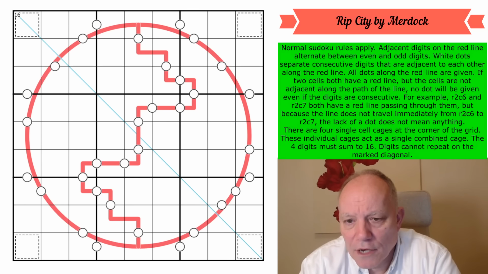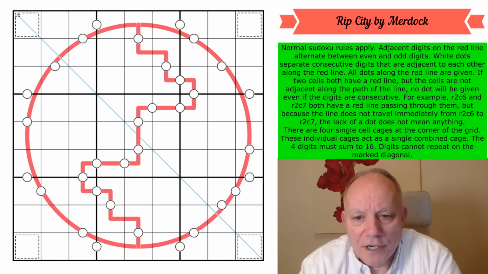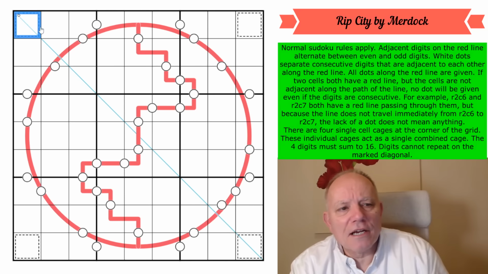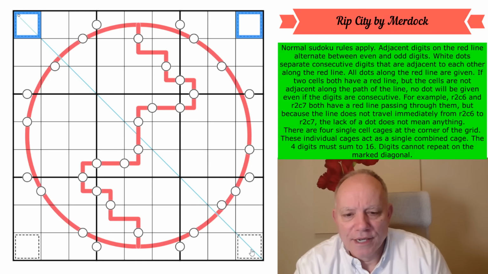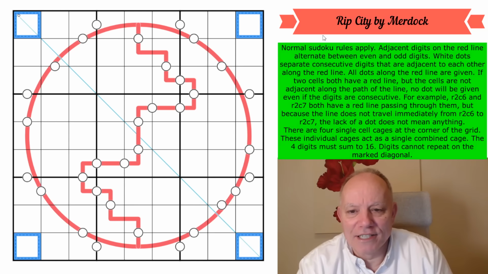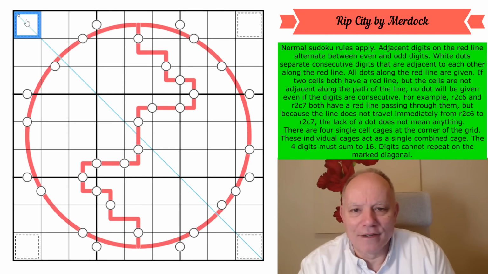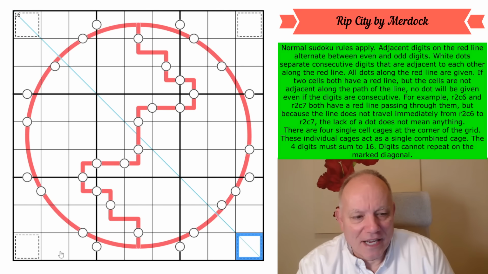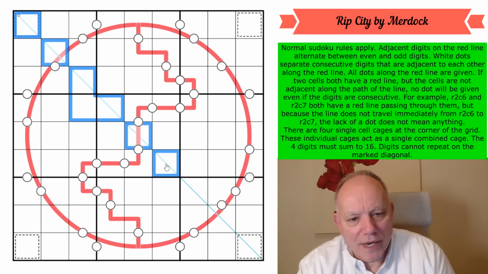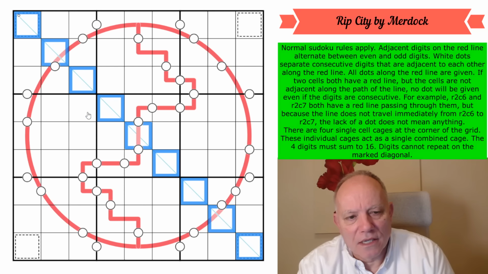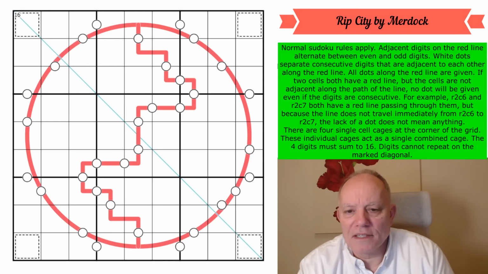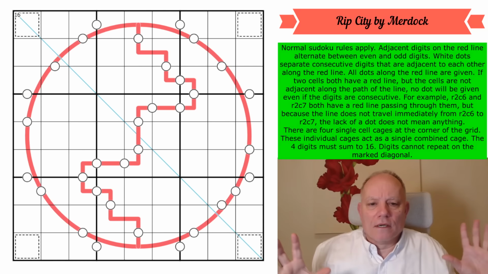It's just unusual. Talking of unusual, there are 4 single cell cages at the corners, and these individual cages act as a single combined cage with a total of 16, which is shown in only one of them. So that is a bit of an unusual killer cage. And then there's a negative diagonal along which the digits cannot repeat. So that's a set of the digits 1 to 9 because it's 9 cells long. Okay, those are the rules.